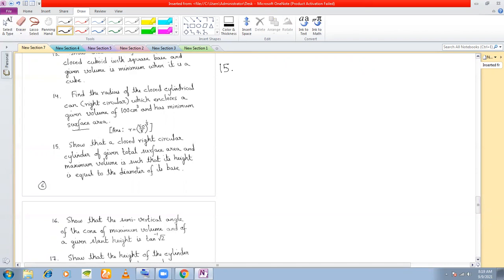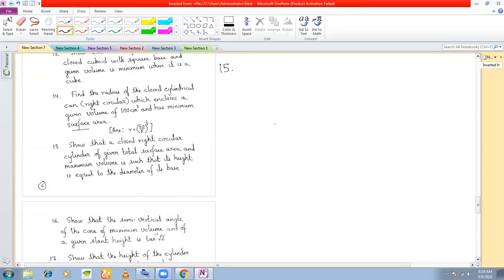Okay, so total surface area is constant. S is constant, and maximum volume is such that its height is equal to the diameter of the base. Now, if you see, this is just the converse of the last problem.